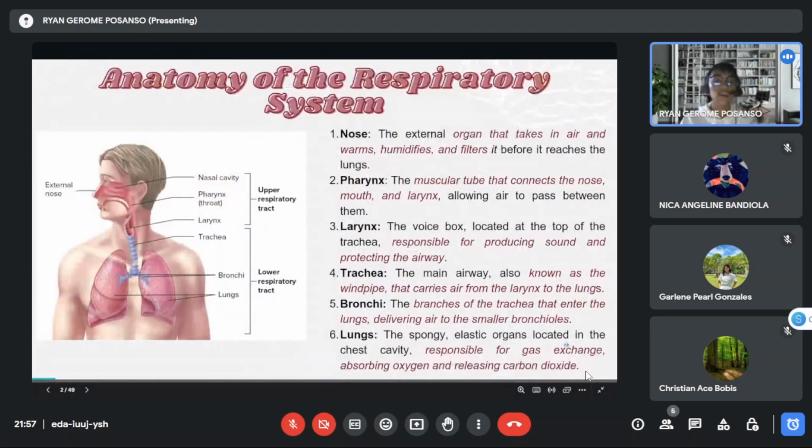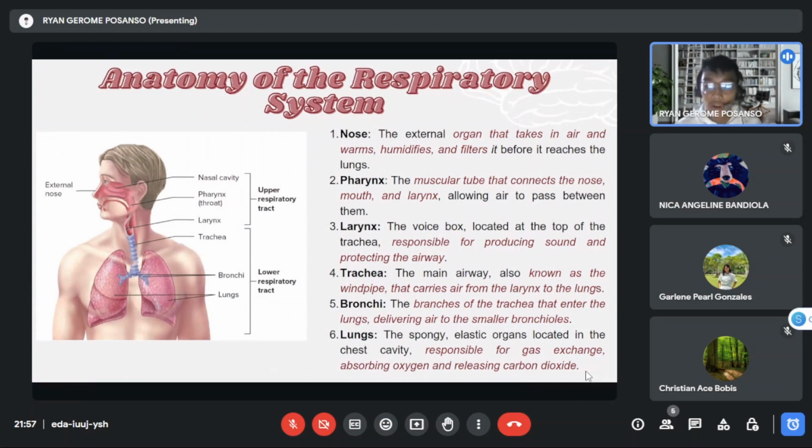So, firstly, I am going to introduce to you the anatomy or the main parts of the respiratory system. First is the nose, which is the external organ that takes in air and warms, humidifies, and filters it before it reaches the lungs.